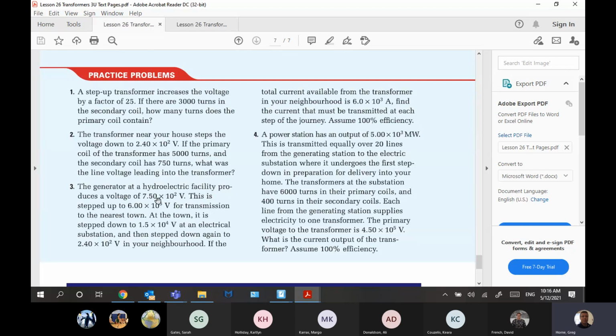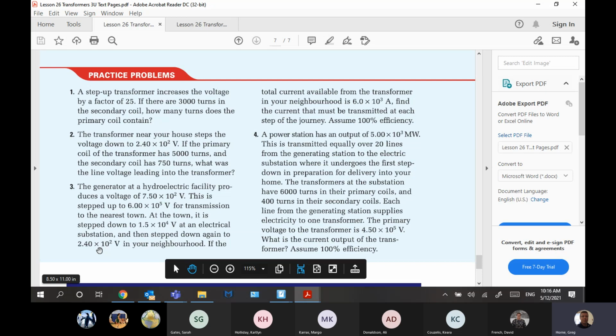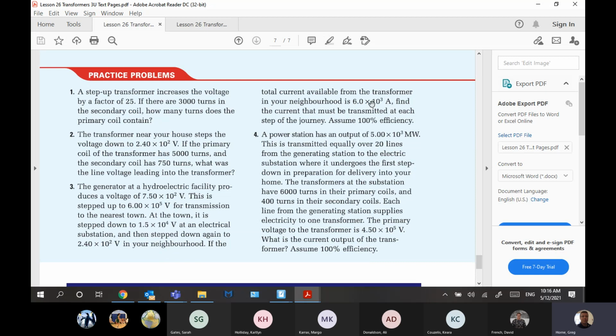So anyways, we have a generator producing a voltage of 750, essentially. And then that's stepped up to 6 × 10⁵, so 6 with 5 zeros after it, 600,000 or whatever it is. At the town, it's stepped down to this amount at an electrical substation, and then stepped down again to the 240 for your house, directly for your house, really, at least in our area. If the total current available from the transformer in your neighborhood is this many amps, find the current that must be transmitted at each stage of the journey and assume 100% efficiency.